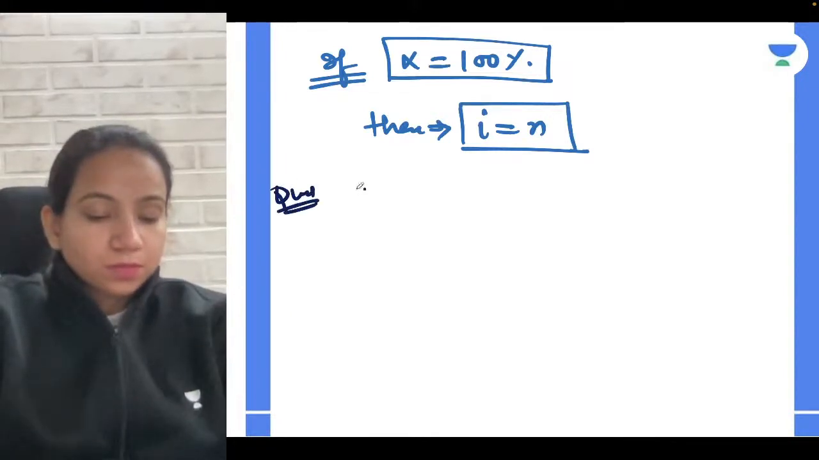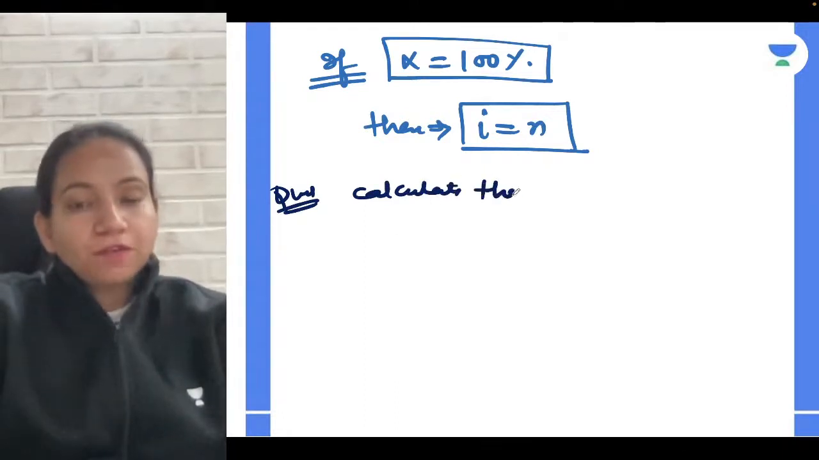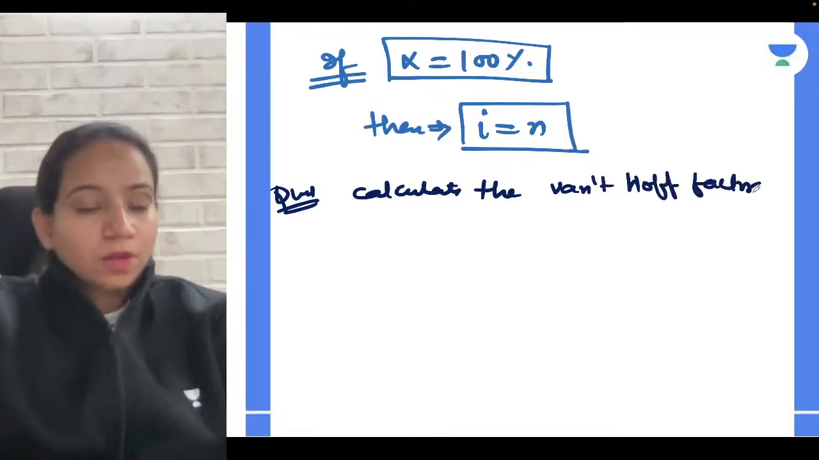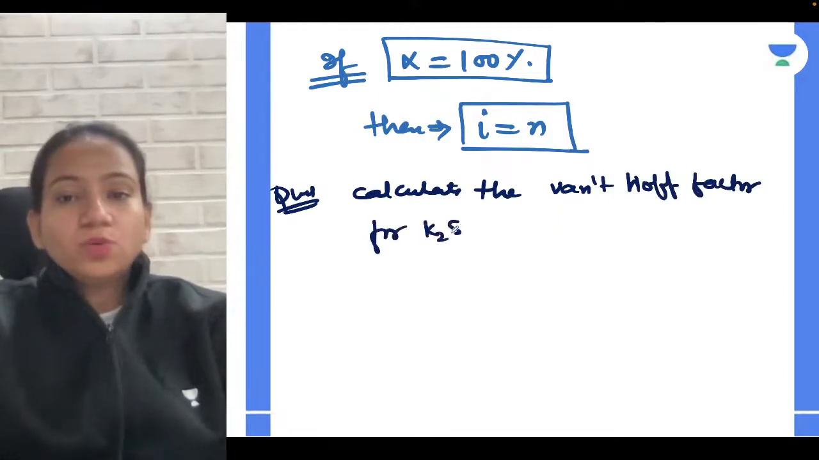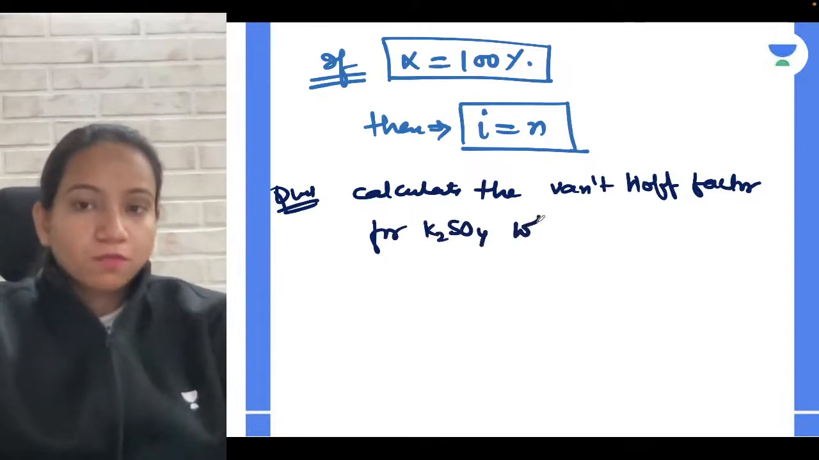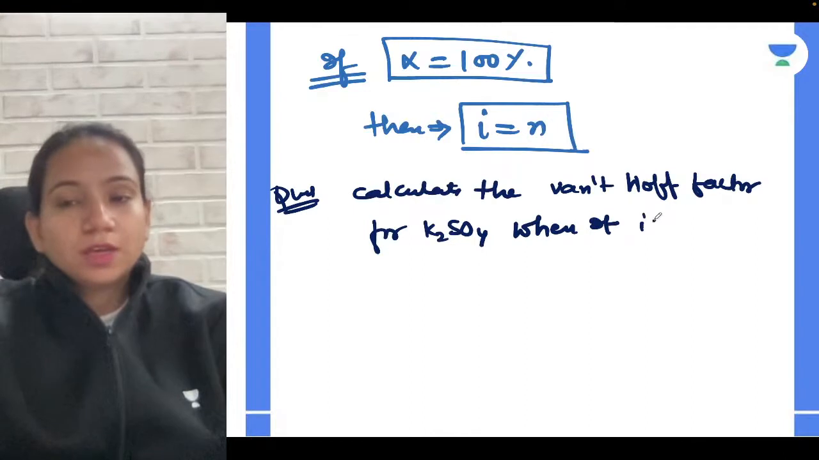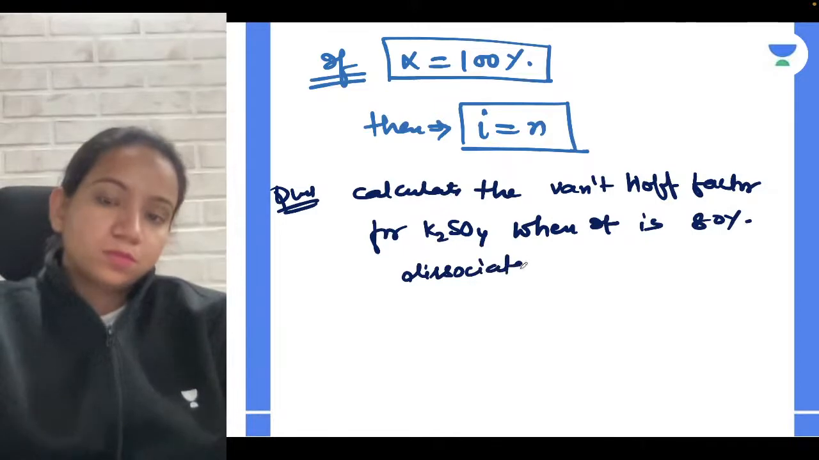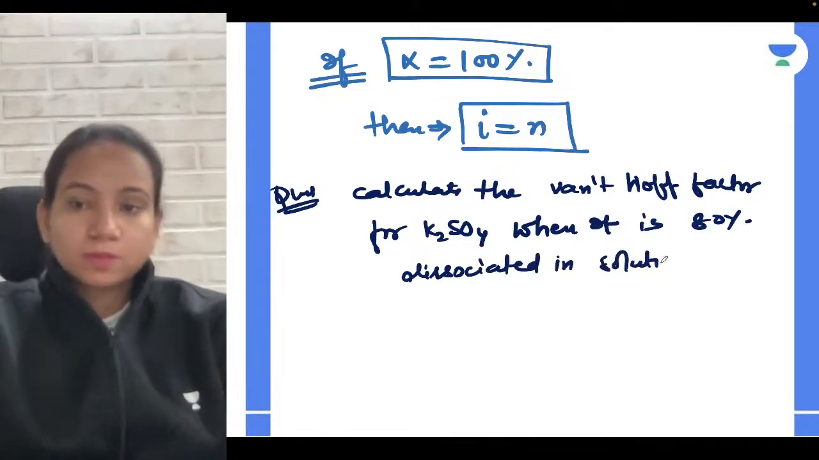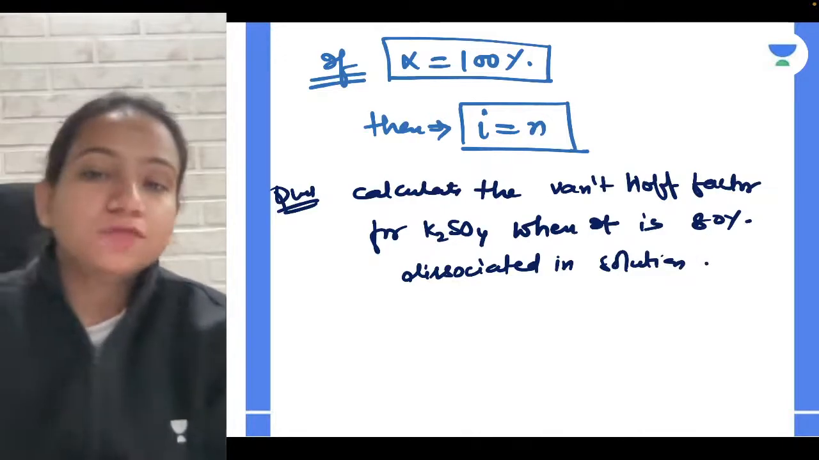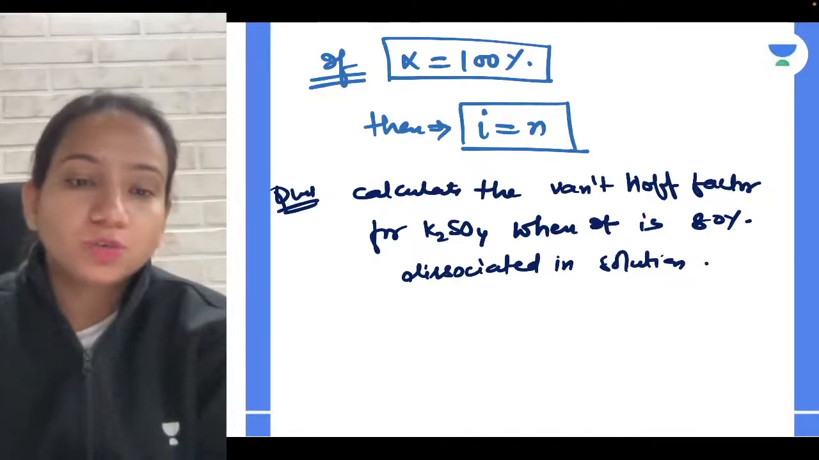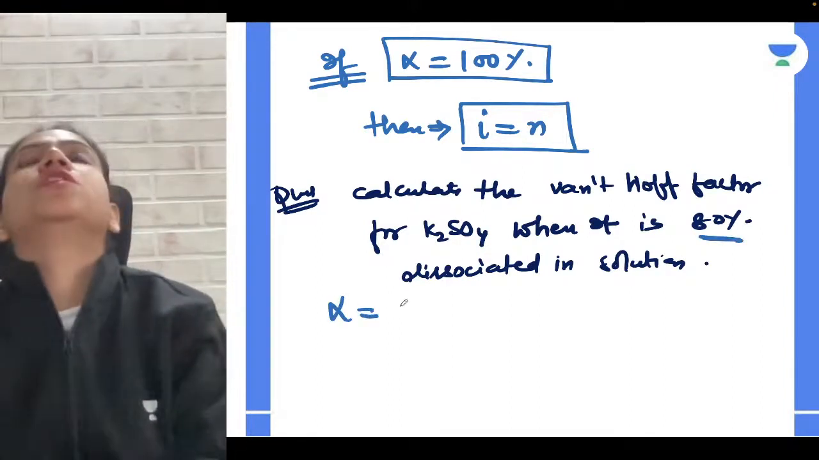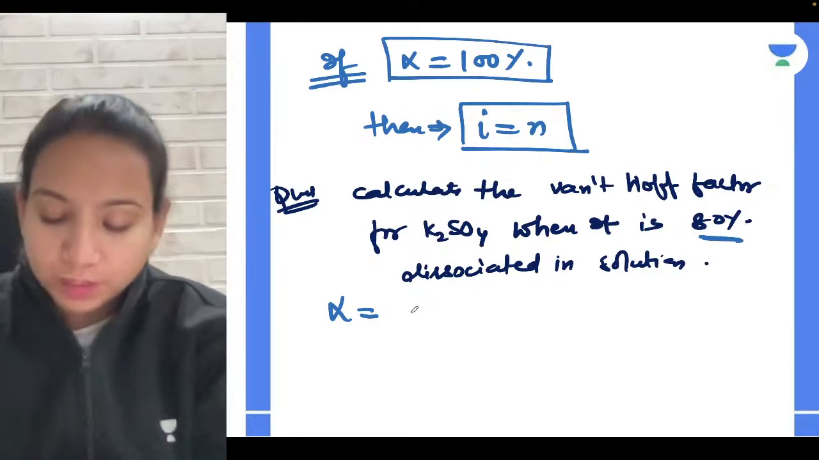For example, if I give you a question: calculate the Van't Hoff factor for K2SO4 when it is 80% dissociated in solution. So 80% is given. Alpha is the degree of dissociation, not a percentage rate of dissociation. So 80% they have given.